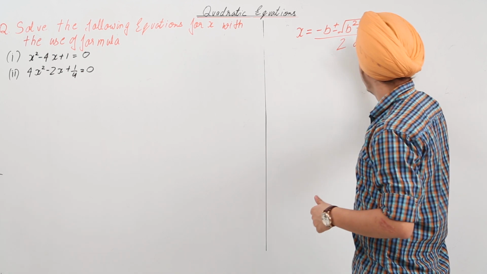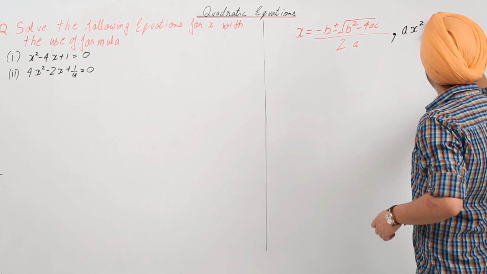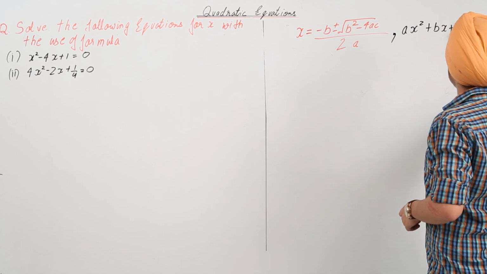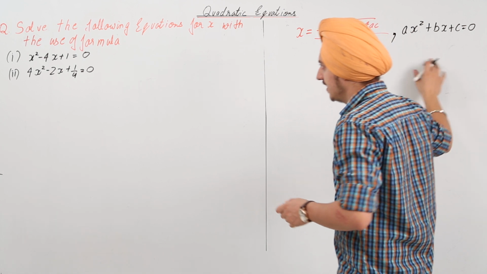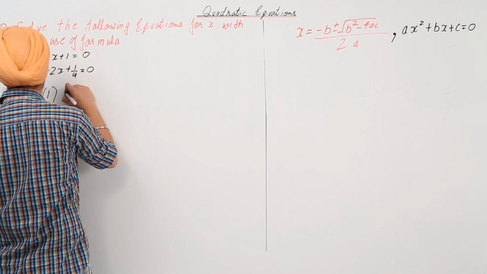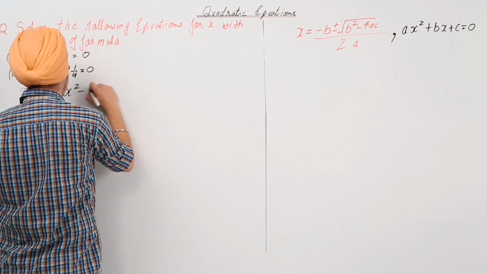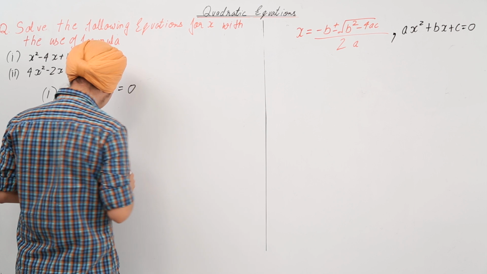So this formula is valid for what equation? Ax square plus bx plus c equal to 0. Am I right? So I've written the formula this side. So we have an equation. The first part says x square minus 4x plus 1 is equal to 0.